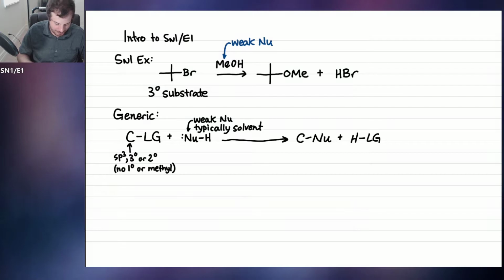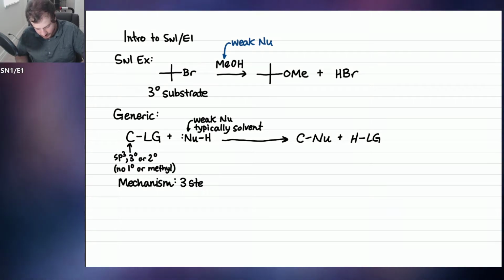Okay, what is the mechanism of this transformation? Now, even though the name is SN1, the mechanism is actually 3 steps, so be careful. The SN2 reaction is only 1 step in the mechanism: a backside attack followed by leaving of the leaving group. This mechanism for the SN1 is actually 3 steps. So step 1 is called dissociation. Step 2 is called nucleophilic attack.